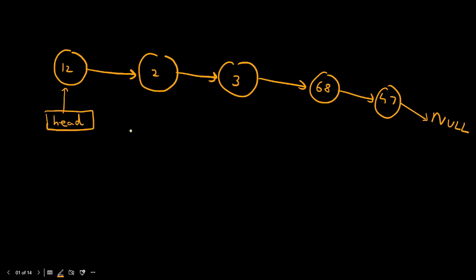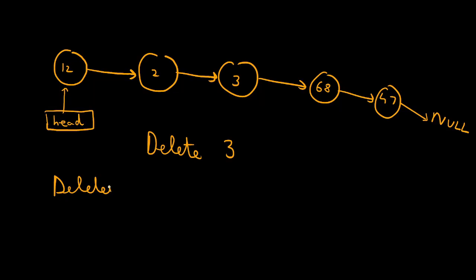Okay, now assume I want to delete 3. What do I have to do? Again, for deletion we need to first search for 3. Let's search for 3. So we start at the head. Is this 3? No. So then we move ahead. Is this 3? No. Move ahead. Is this 3? Yes, this is 3. So now we have found the node which we want to delete.